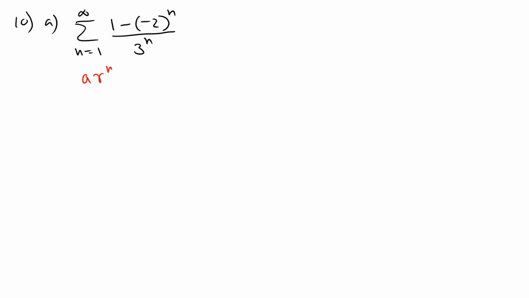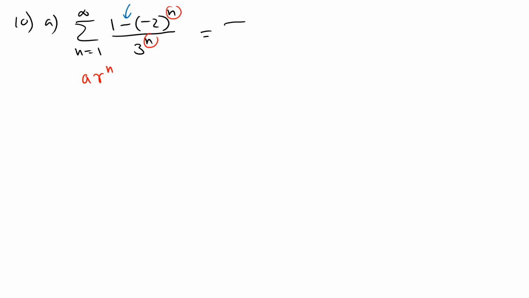So the first one is problem 10 part A. It is the sum as n goes from 1 to infinity of 1 minus negative 2 to the n, over 3 to the n. The goal is to see whether you can write this using any of those forms. Can you write this term as something to the n? But there's a negative sign in between. That means we have to split this into two, because we can't write this as one single term. So that's the starting point.